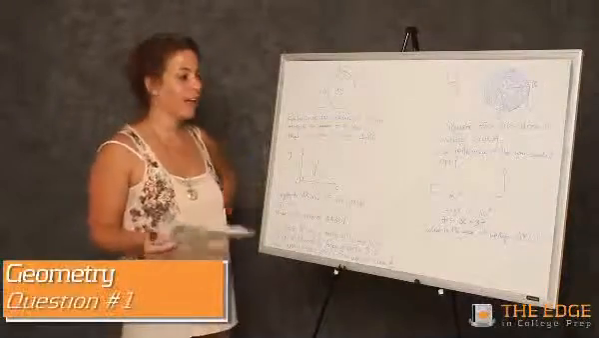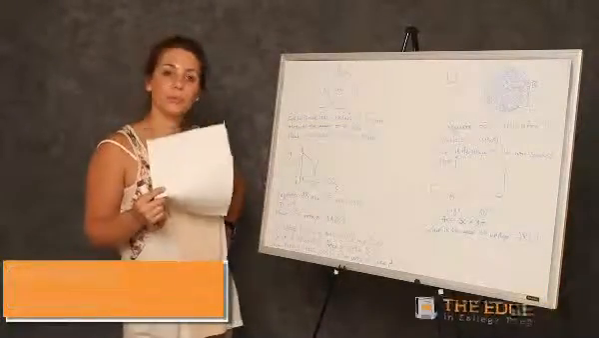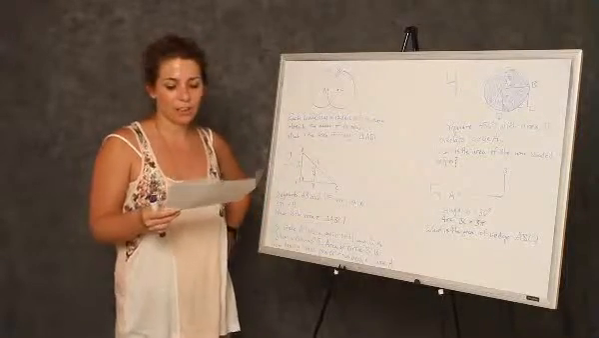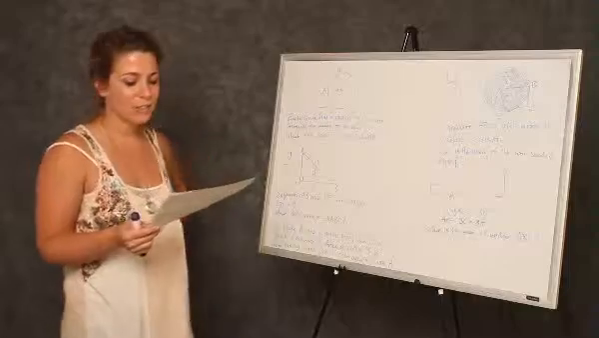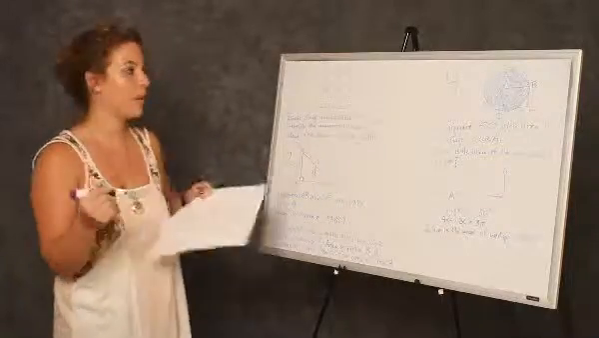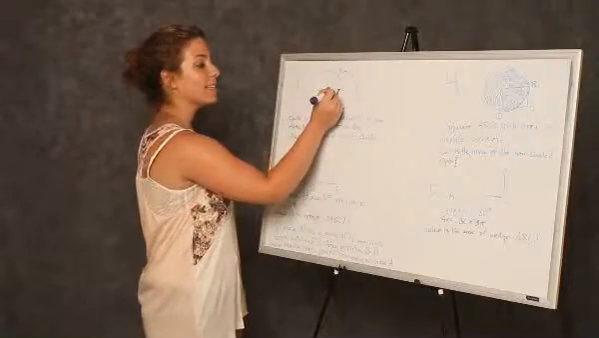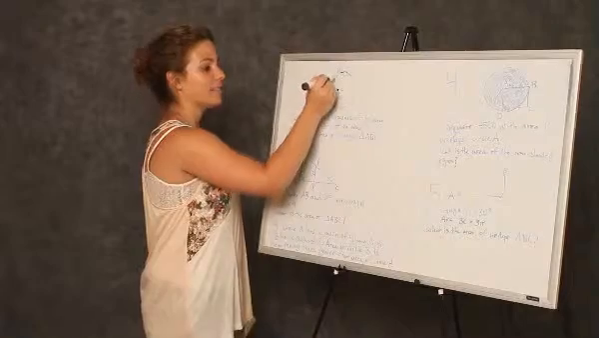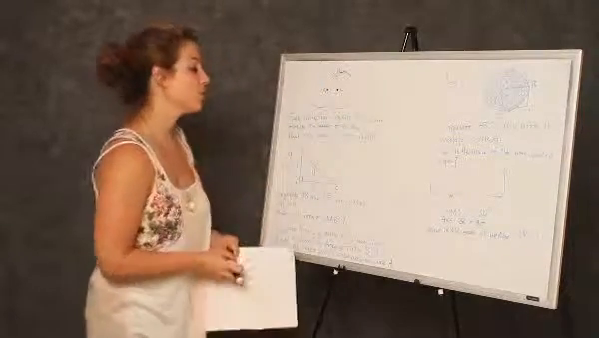Okay, so looking at question number 1, we have 2 overlapping circles, and it's telling us that each circle has a radius of 6 and intersects the center of the other circle. So basically what we now know is that C is the center of this circle on the right, and A is the center of that circle on the left.